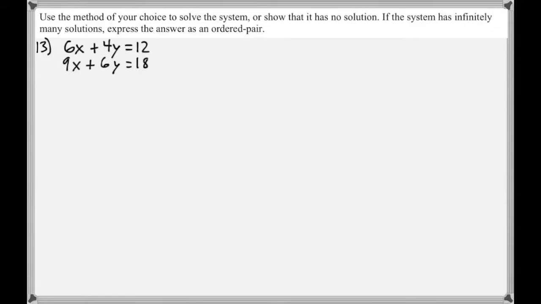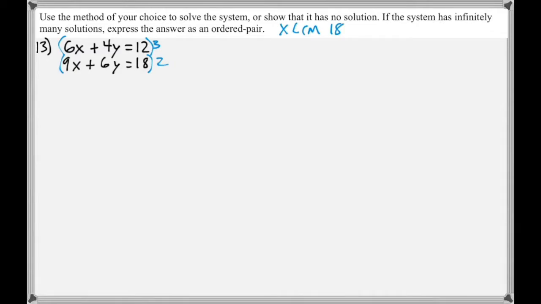We're solving the system of equations, and I'm going to solve by the elimination method. So I should be able to eliminate my x's if I turn them both into 18. So my x LCM is 18. So I want to multiply the top one by 3 and the bottom one by 2.